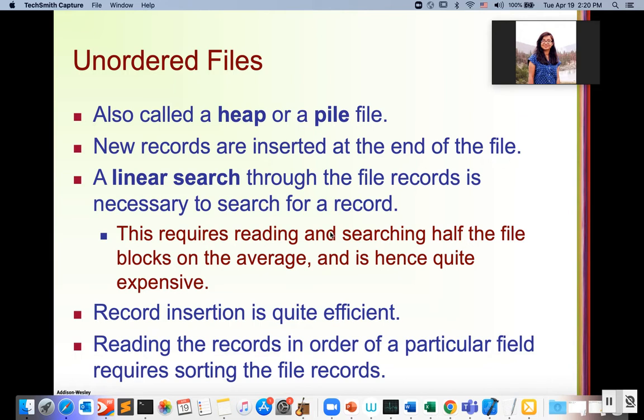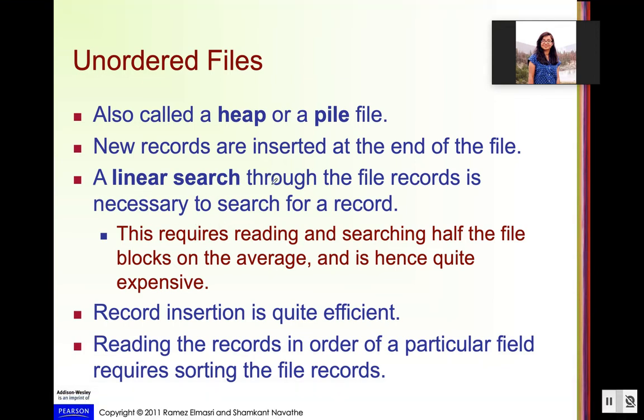So in the unordered file, how do we search for a specific record? The only searching we can implement is linear search. A linear search is going to search every record in that file to find a record. This is going to require reading and searching, on average, half of the file blocks. So it's quite expensive.